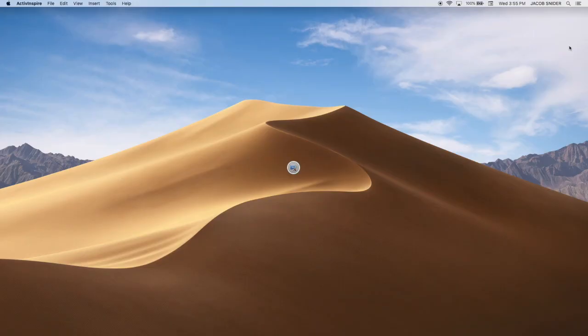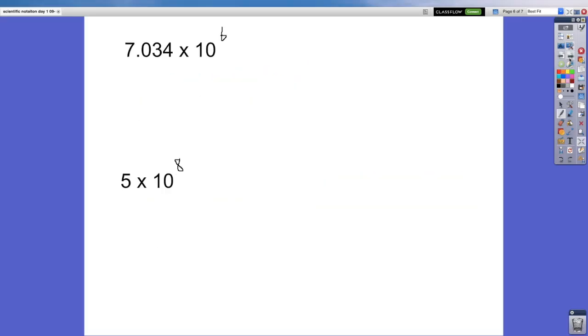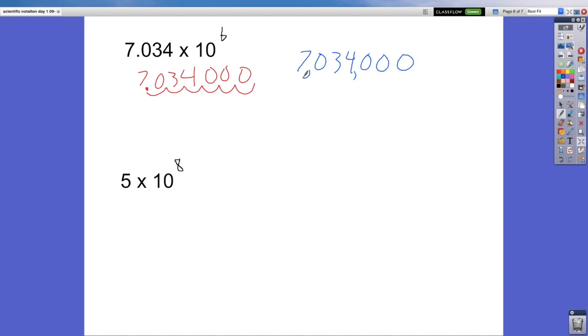2 more. Let's go. Let's try it out. Oh no! Go back. Okay. Try it again. Here we go. All right, let's try this one out. 7.034. Start with the number they gave me. I'm going to move it 6 times. You ready? All right, let's try. Here we go. 1, 2, 3, 4, 5, 6. Fill in my zeros. And my new number is 7, 0, 3, 4, 1, 2, 3 zeros.